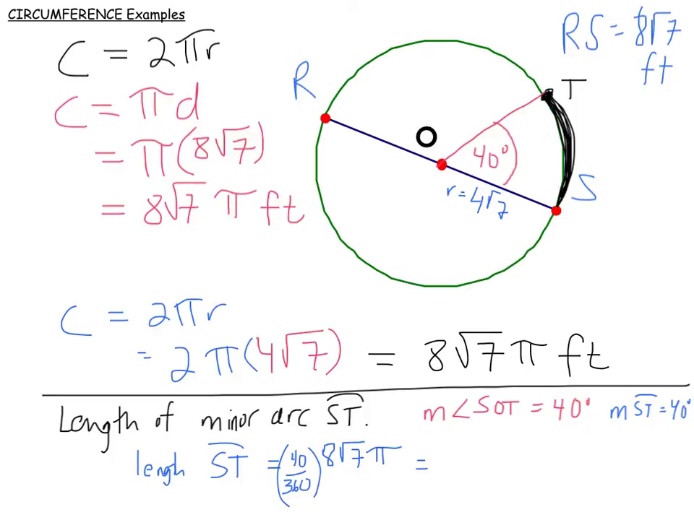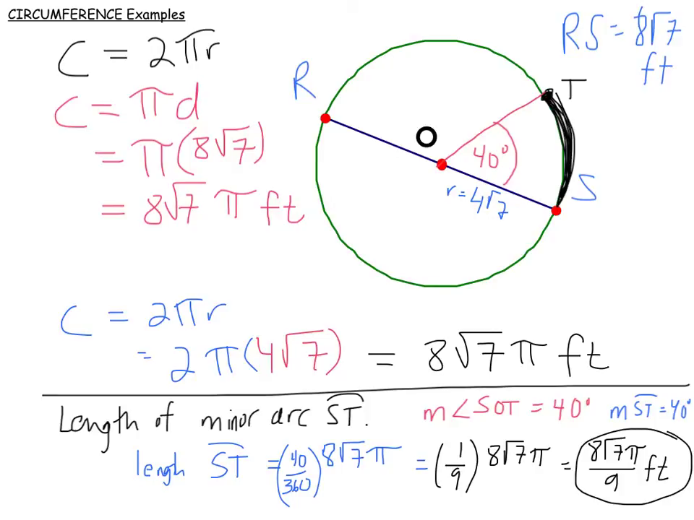Now you might say, Mr. Morbido, that looks horrible. Well, 40 out of 360 can be reduced to 1/9. Isn't it nice when the numbers are like that? So now we can even clean this up a little bit more. We could say 8 root 7 pi over 9 feet. That is the exact distance of just this portion.